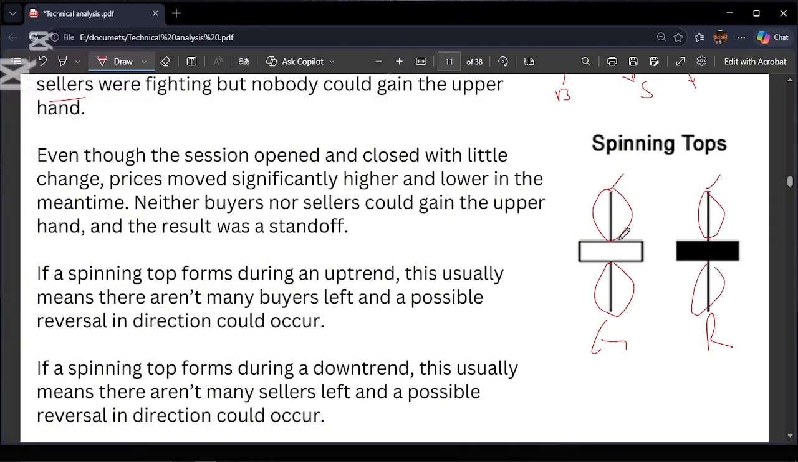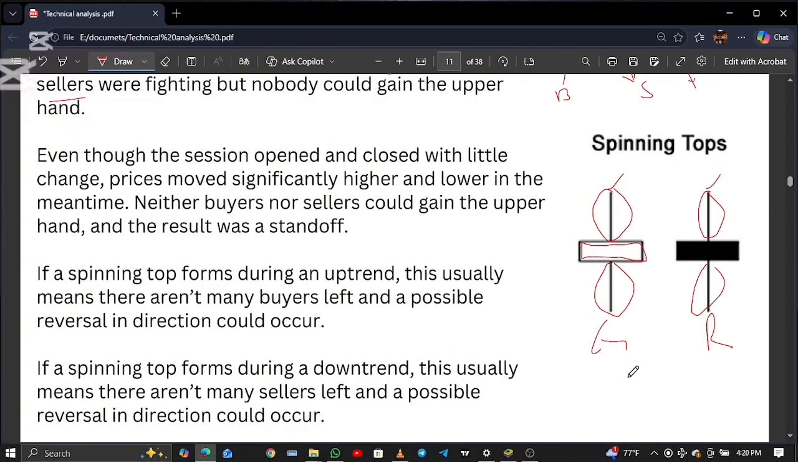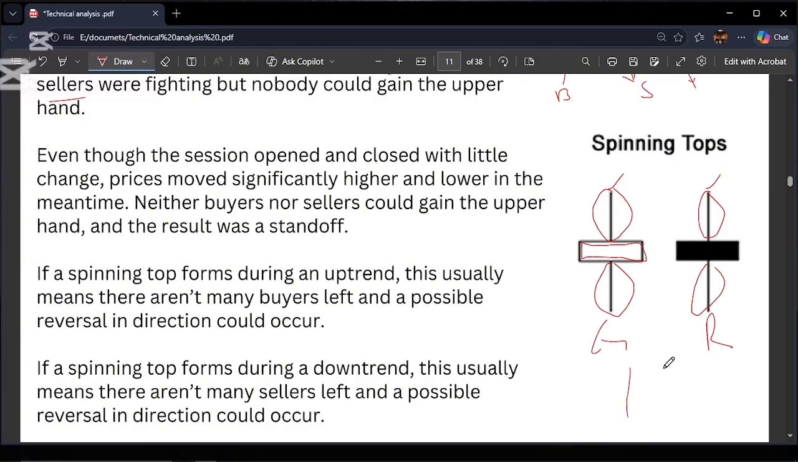The wicks, down and up, are long, and the body is very small. I know you've been seeing these in the market. It has a very small body with longer wicks. We've been finding these candlesticks, but this is the language of the market.